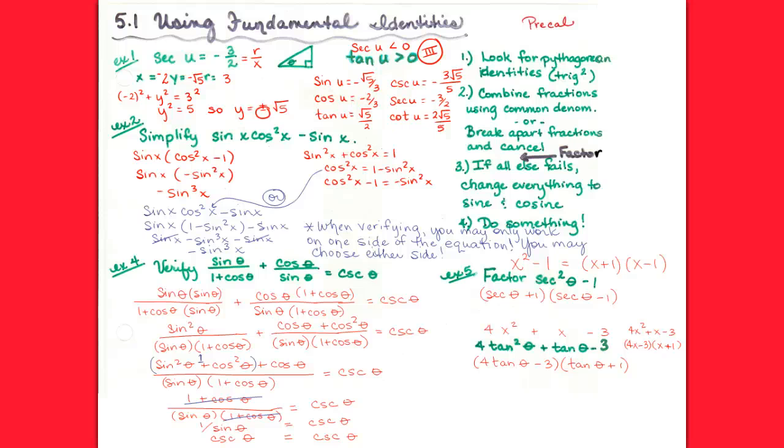Now, you don't have to come over here and write cosecant, cosecant, cosecant all the way down. The only reason I did that was just to reinforce to you that we never worked on the right-hand side of that equation. We only worked on the left-hand side until we got it to equal the right-hand side, because that's the rule for these. Remember, verify, you can only work on one side until you get it to equal the other side. So we only worked on the left-hand side until we got it to equal the right-hand side.